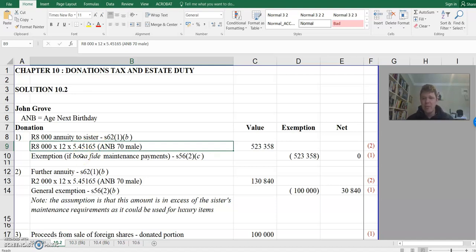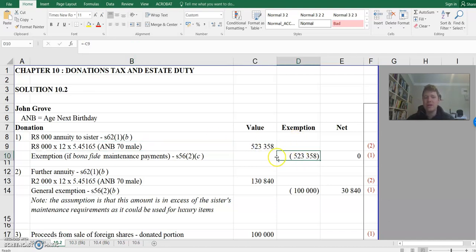What I do care about is the fact that you can see that this specifically says for her maintenance. So to be truthful, I wouldn't actually really need you to work it out. I would just want you to tell me, hey, it's for maintenance, therefore it's not going to go in, or it will be exempted. Okay, so whatever the value is, you know that it's going to be exempted and there'll be no donations tax. You're told in point 2 that he gave a further annuity of 2,000 Rand per month to use for luxury items.